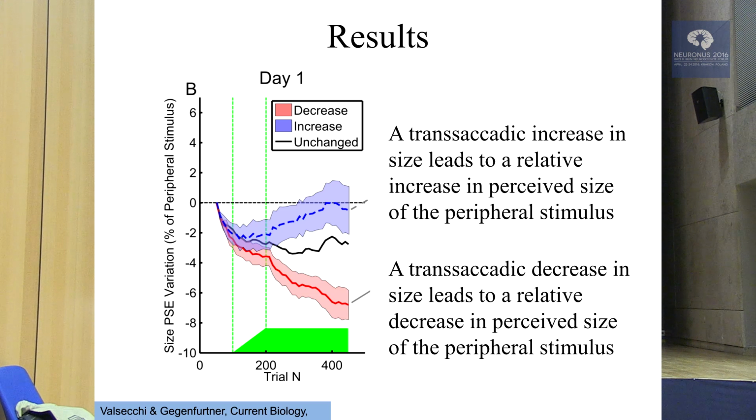And we use sort of 100 trials around each data point to calculate a psychometric curve and calculate the apparent peripheral size. And what you can see here is that for the decrease group, if there is a transsaccadic decrease in size, that leads to a relative decrease in the perceived size of the peripheral stimulus. And if there's an increase during the saccade, that leads to an apparent increase in the size of the peripheral stimulus, even though observers haven't made a saccade yet. So things look bigger then.